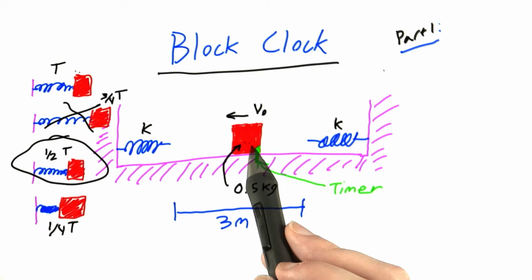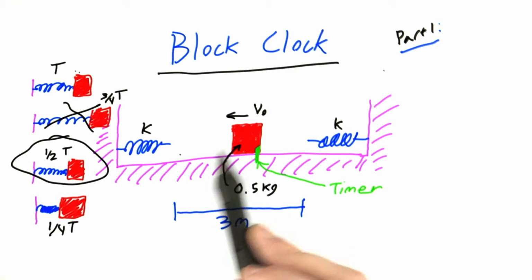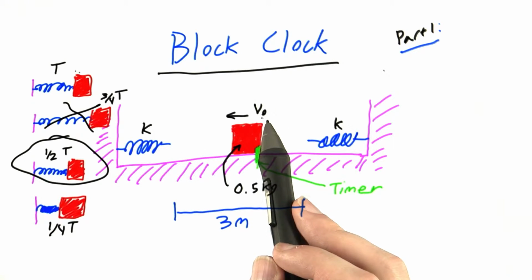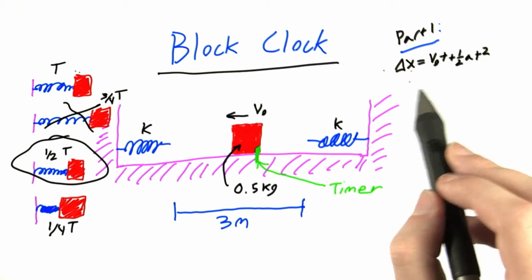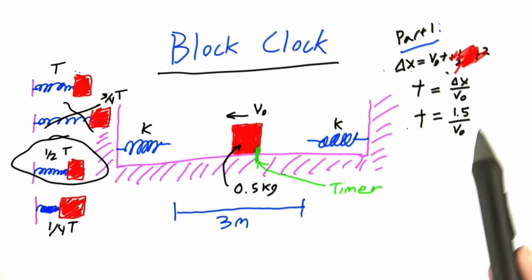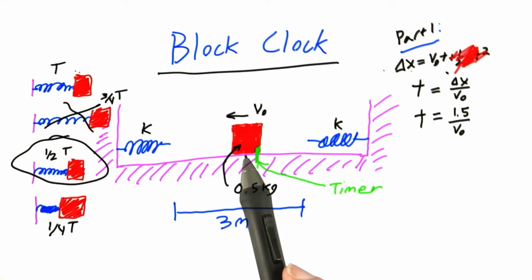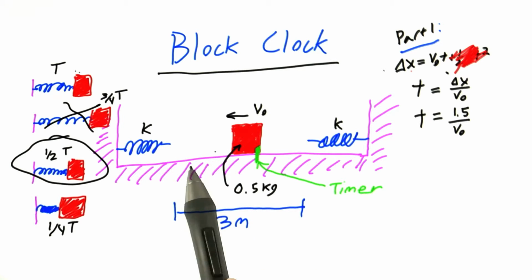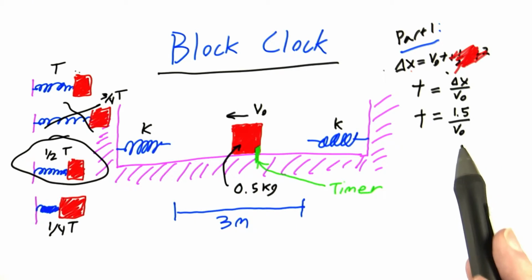So in the first part, the block needs to travel a distance of 1.5 meters, and it's going at a velocity of v0. So I'm going to use this kinematics equation here, and I know that the acceleration is going to be 0 during this part, so I can cross out this term. And doing a little algebra and plugging in my values here, I find that the time it takes for the block to move this distance of 1.5 meters is equal to 1.5 over v0.